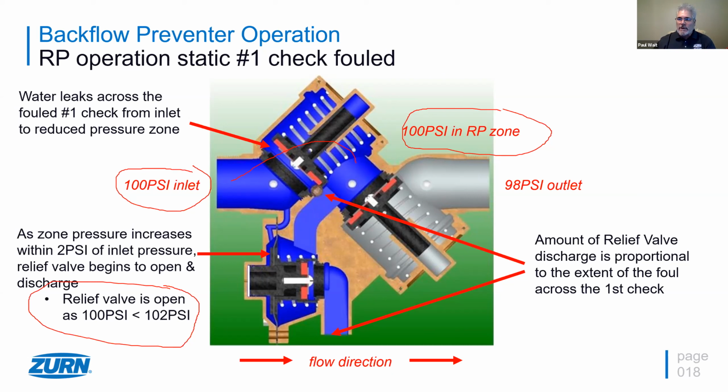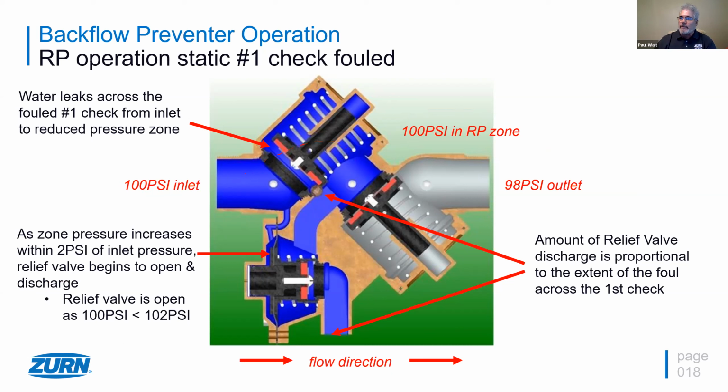Now, one important thing to remember here, and this is probably a critical point for observation and troubleshooting purposes, is that the amount of water coming out the relief valve is directly proportional to the extent of the foul across the number one check.